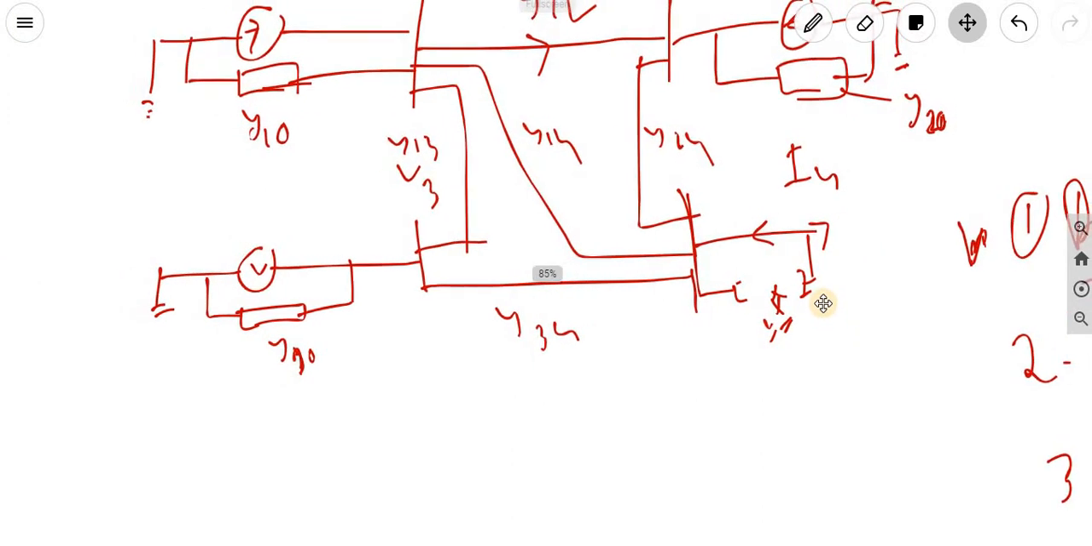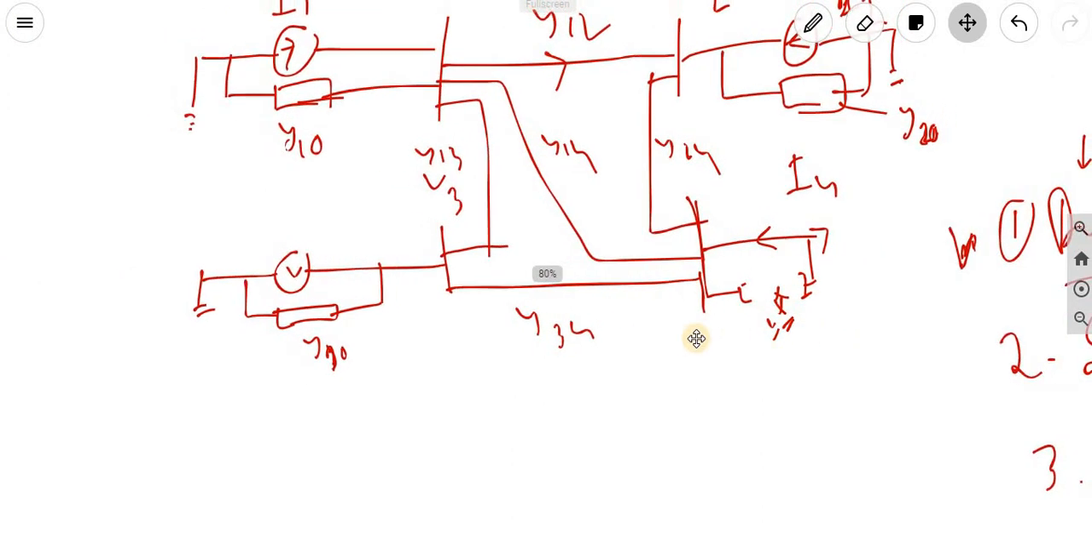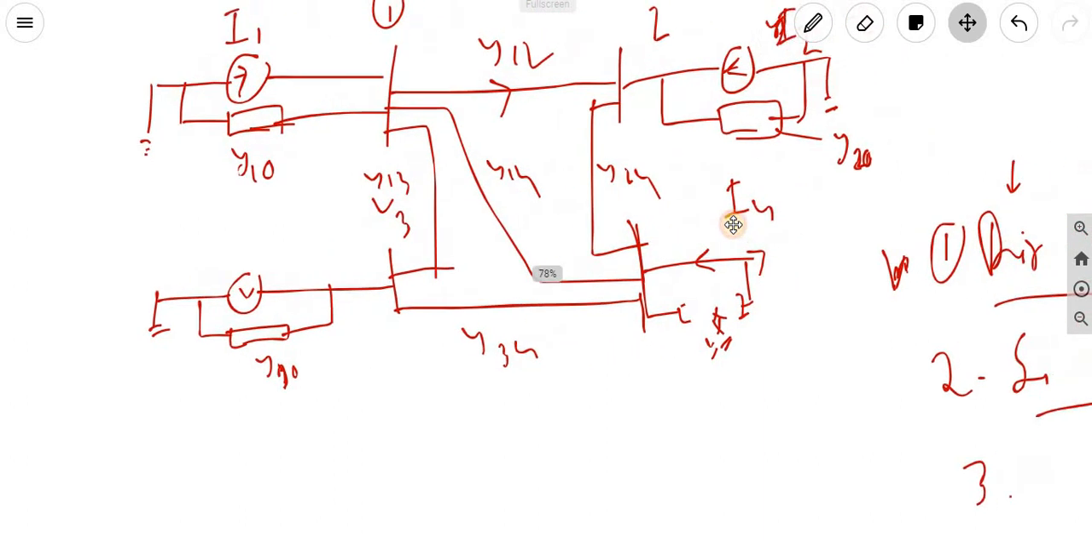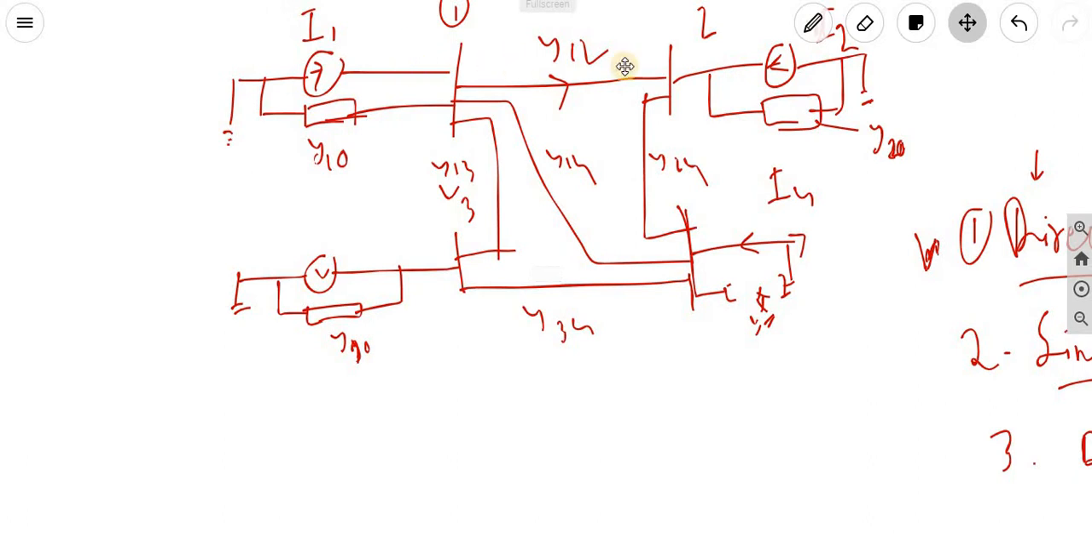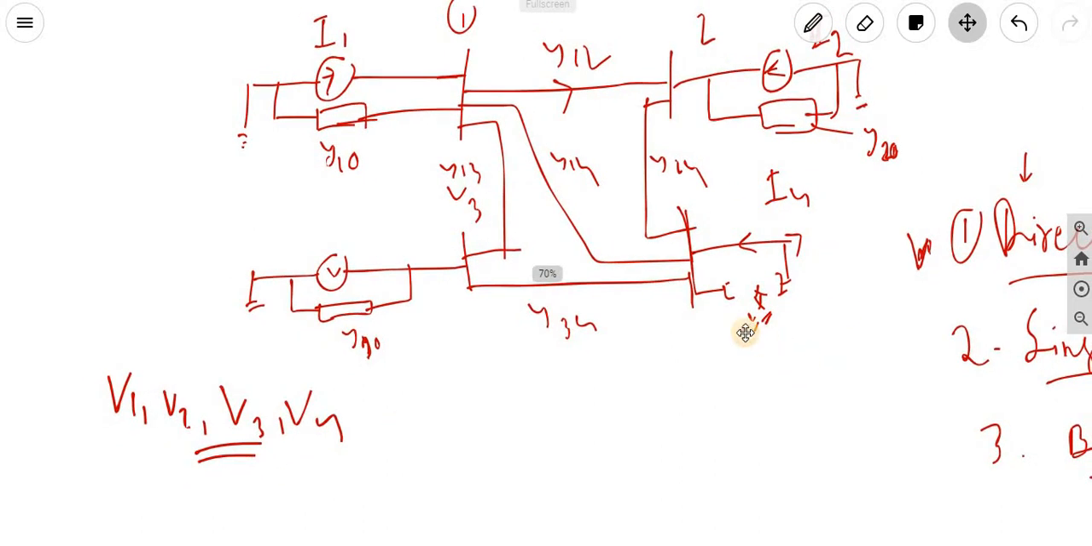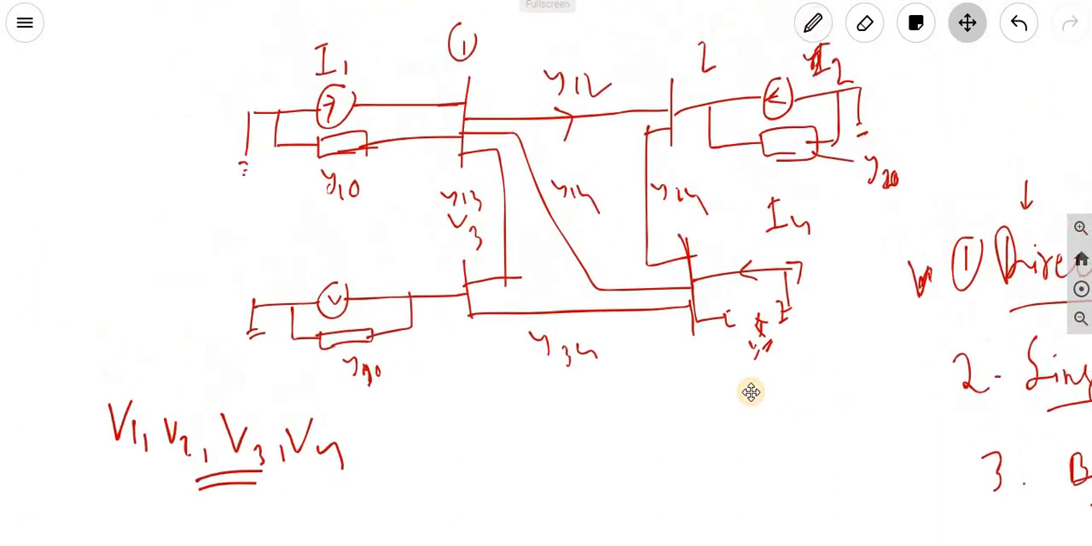So now first we are interested in making the Ybus matrix. In the case of the Ybus matrix, we are interested in the current injection into the network at each bus, and the bus voltage. So the bus voltages for bus 1, bus 2, bus 3. Accordingly, we are taking the bus voltages V1, V2, V3, V4. Okay. So now what could we do?